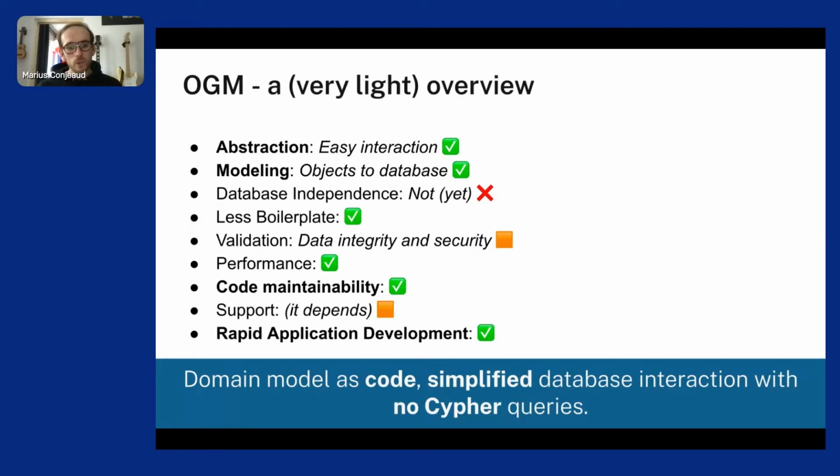It also makes the code more maintainable, because using Python code is just more maintainable and debuggable than using Cypher queries, which in essence are just strings inside of your code. And it also allows rapid application development, because as we'll see, it provides you with a lot of shortcuts to interact with the database once you have defined your objects in the code.